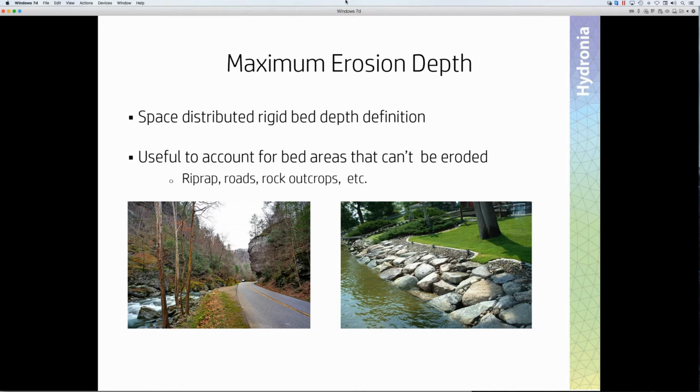the flow. So it is assuming that obviously not all areas are erodible in the model by using this option.